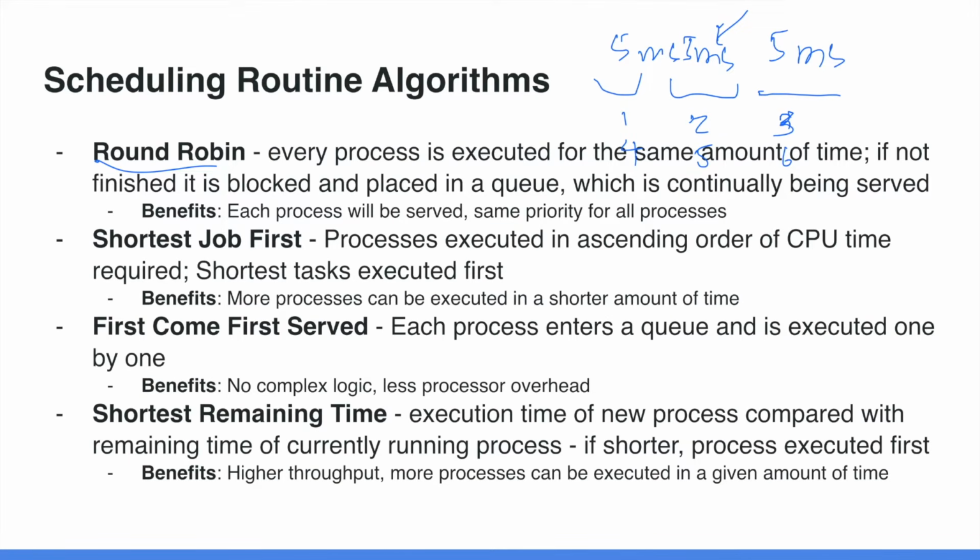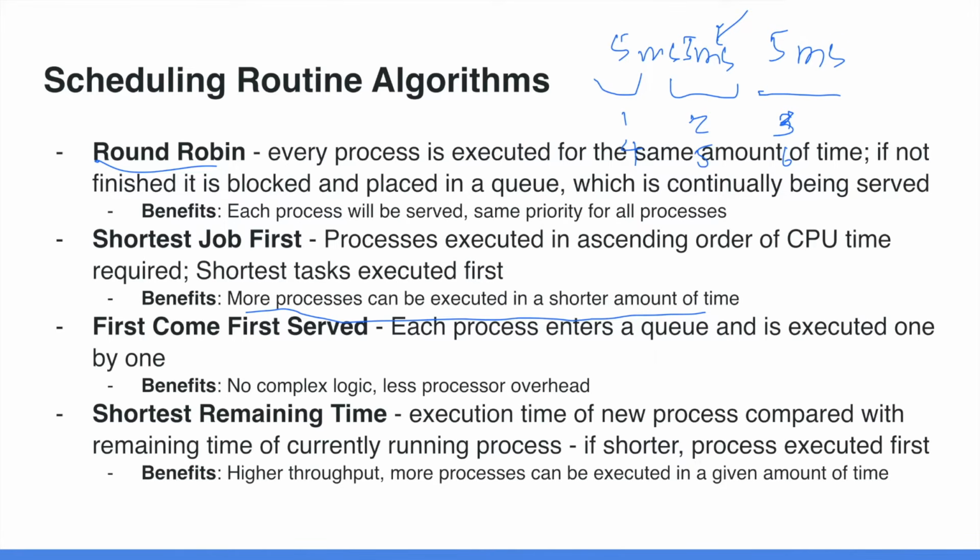Now the next algorithm is shortest job first. This means that processes are executed in ascending order of CPU time required. So basically the shortest tasks are executed first and the longest tasks are executed later. This means that really simple tasks aren't held up and more processes can be executed in a shorter amount of time. Basically, we do the easy stuff first and then we move on to the hard stuff.